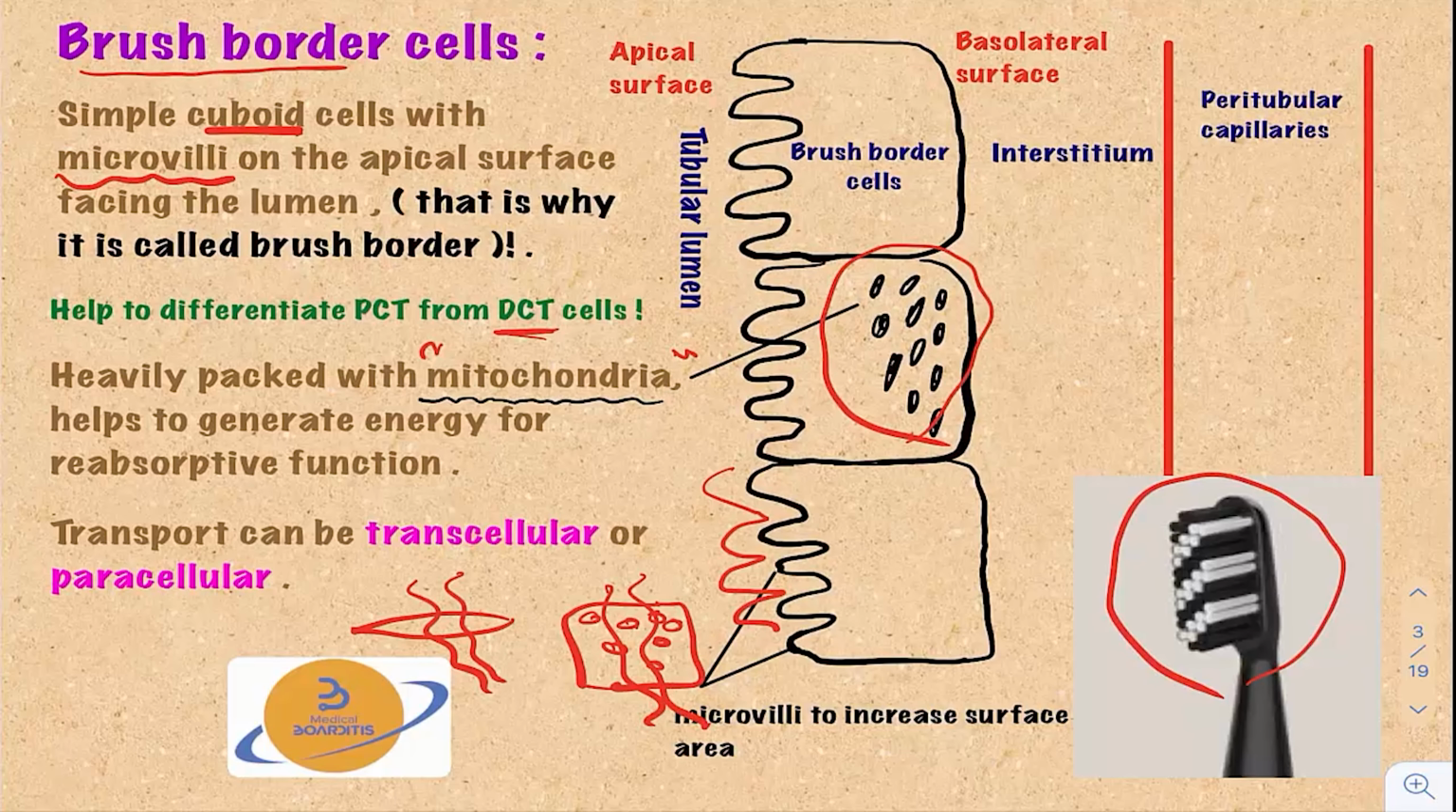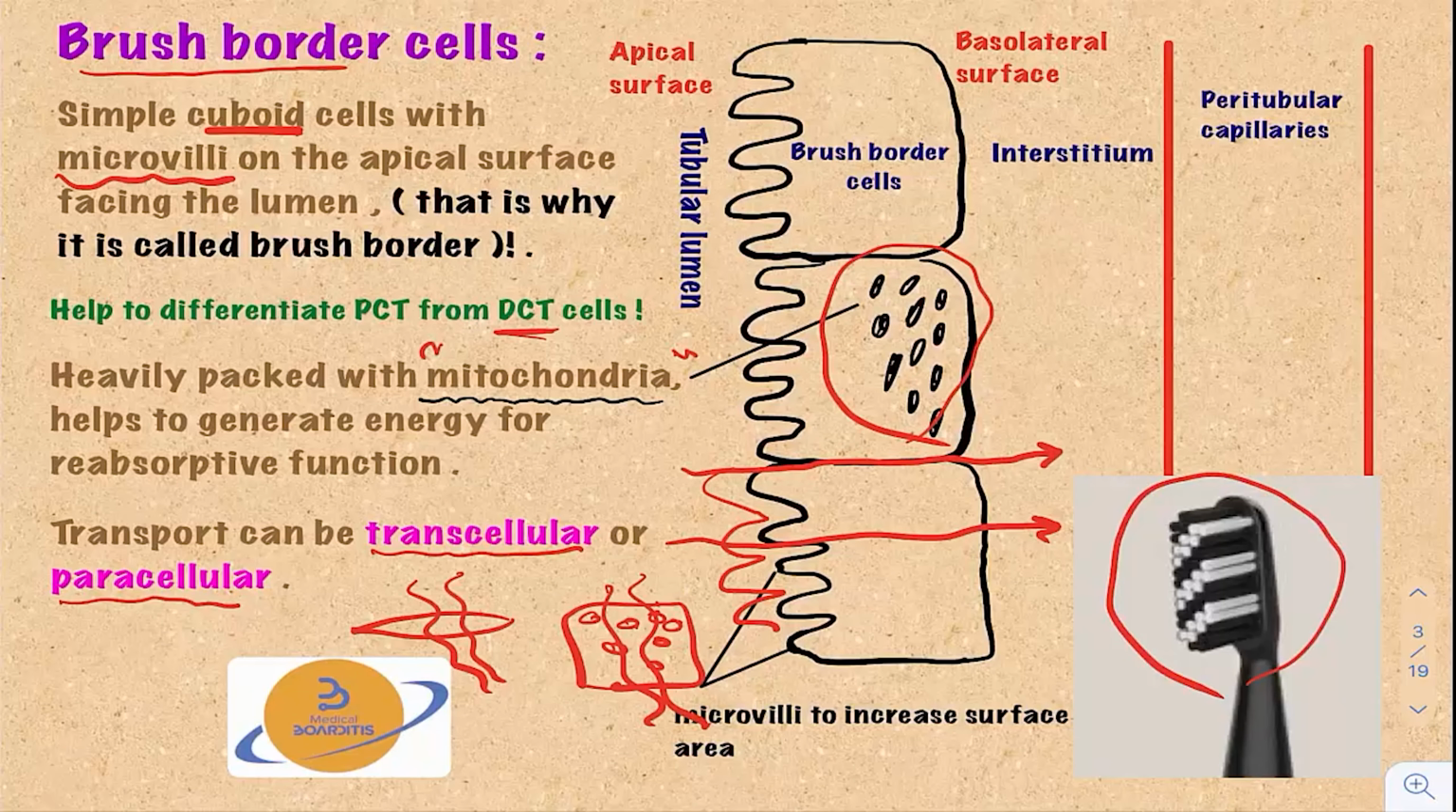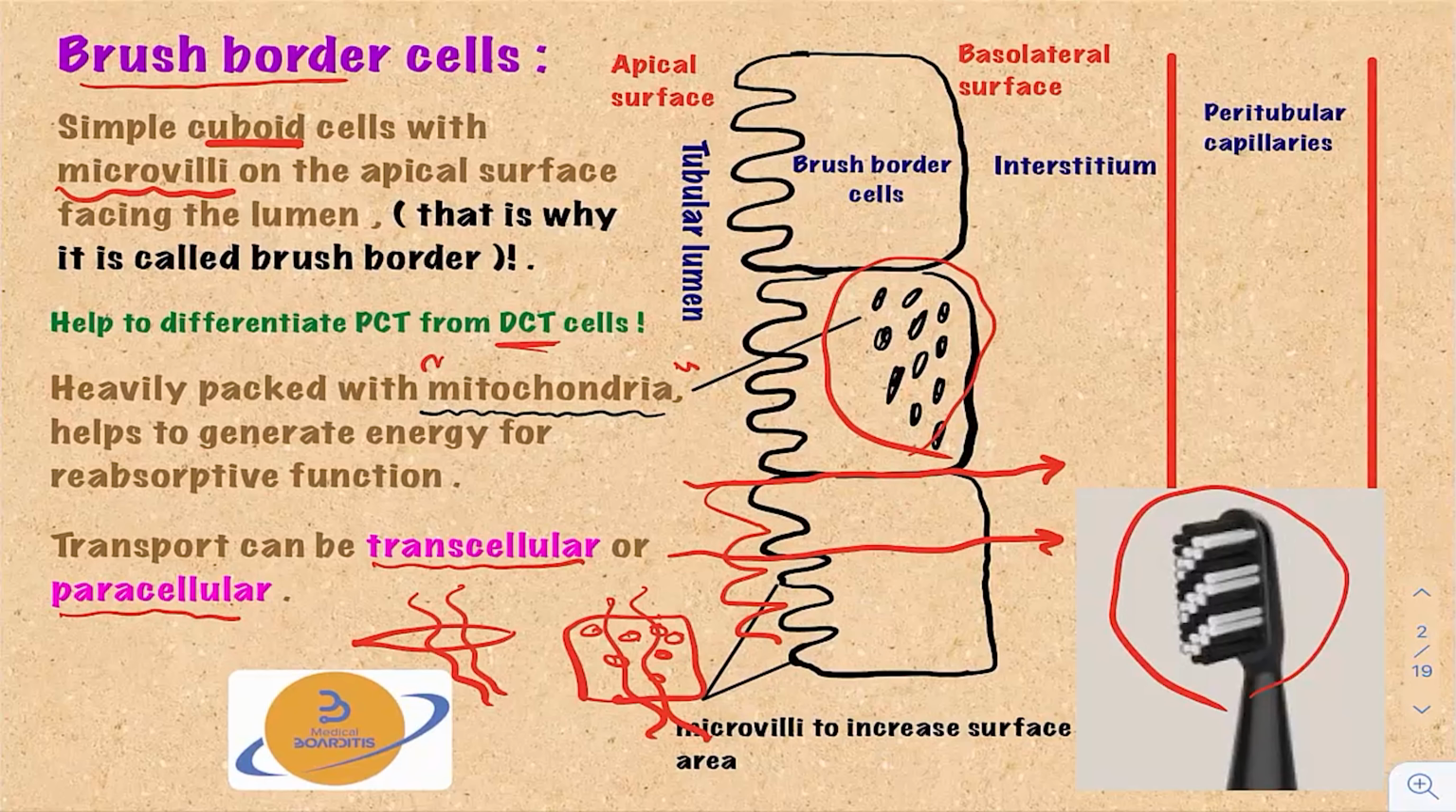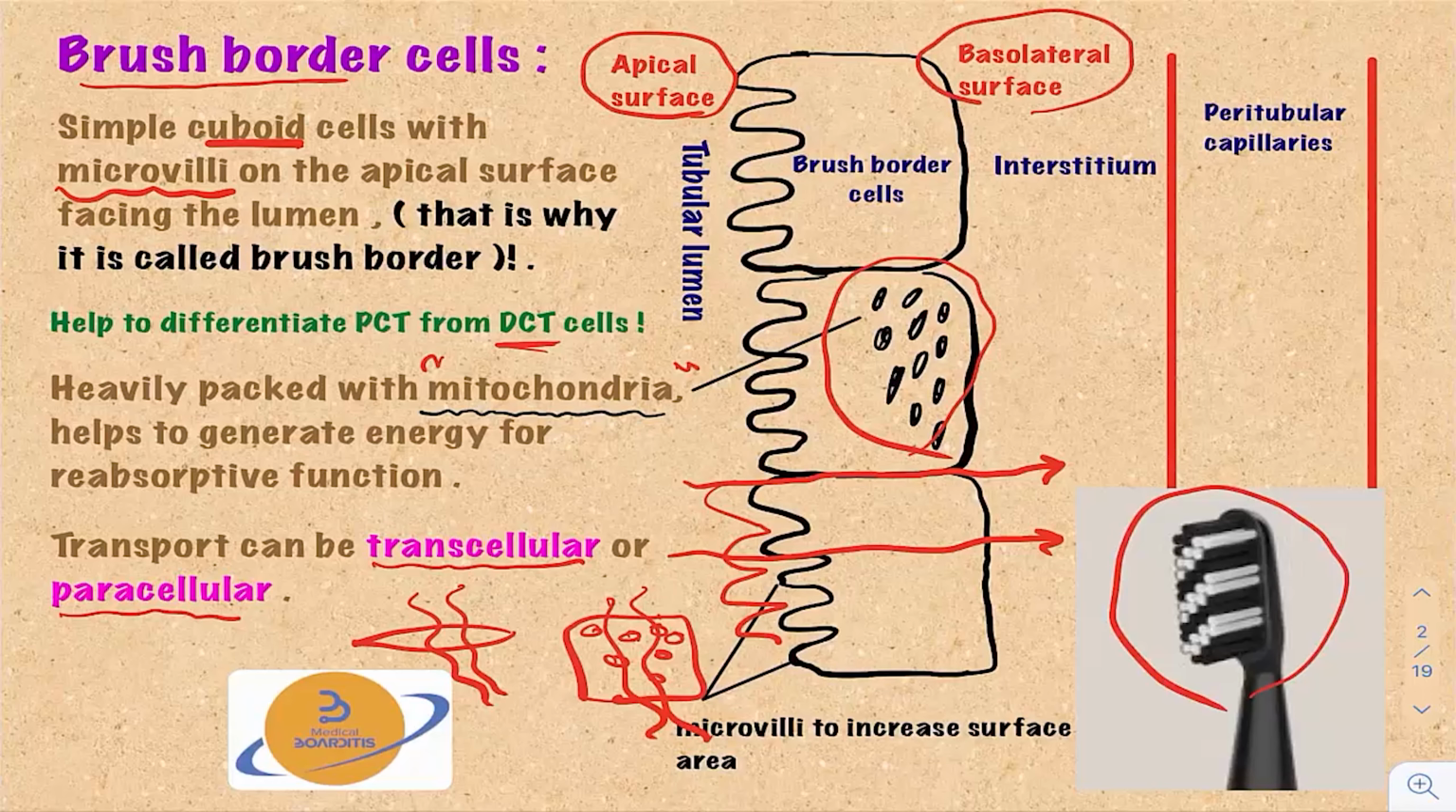There are two types of transport on these cells. One is called transcellular, which means just across the cell. And the second is called paracellular, which means in between two cells. Brush border cells have two surfaces. The first is called the apical surface, which faces the tubular lumen, and a basolateral surface, which faces the interstitium.